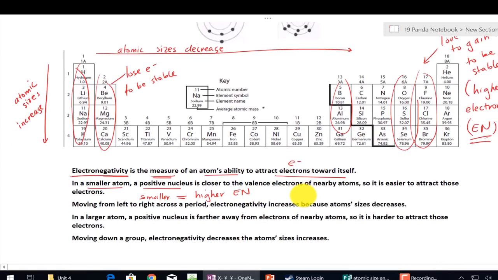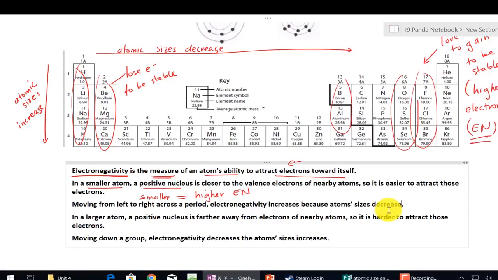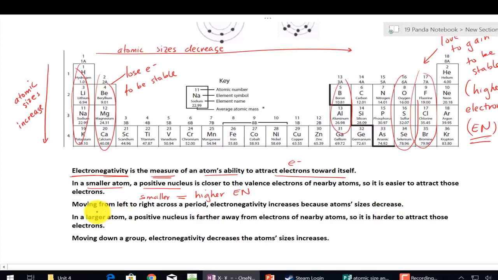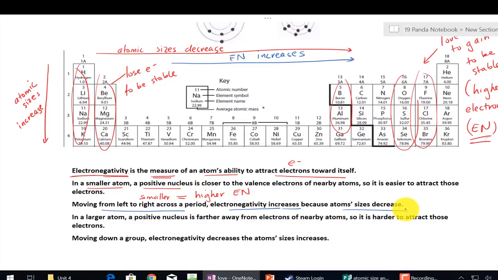So if we look at the periodic table, going from left to right across a period, from here to there, the trend of electronegativity is the opposite of atomic size. Going from left to right across a period, electronegativity increases. So going this way, electronegativity increases. And why is that? Well, that's because the atomic size decreases. Remember, smaller atoms have the ability to gain electrons from nearby atoms. Now, what about in a larger atom?